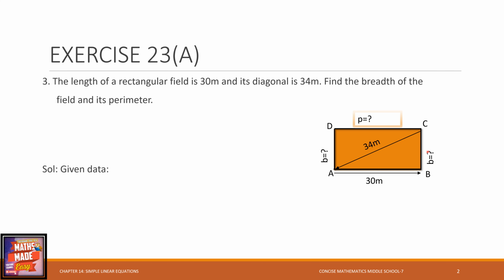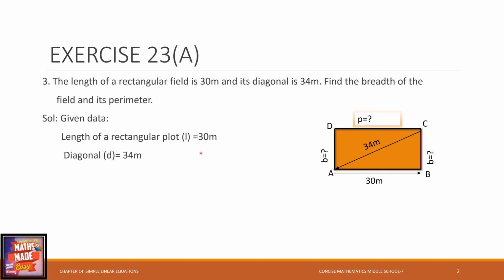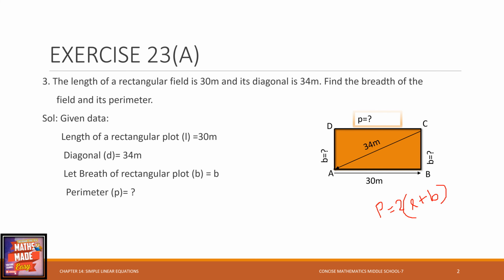So let's write the given data first. Length of a rectangular plot is 30 meter and the diagonal is 34 meter, and we have to find out the breadth of the rectangular plot as well as the perimeter of the rectangular plot. Here if you write the perimeter formula, suppose P is equal to 2 into length plus breadth. If you use this formula, you can think that you can easily substitute and do the problem. We don't know the perimeter value, so we have to write P itself.